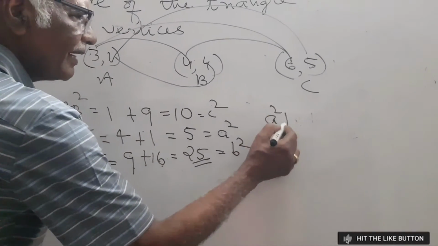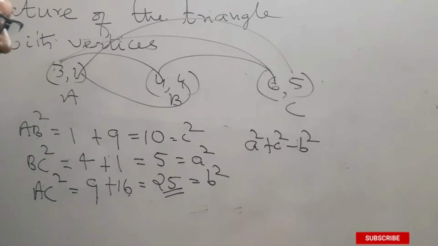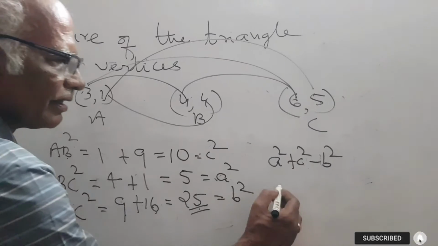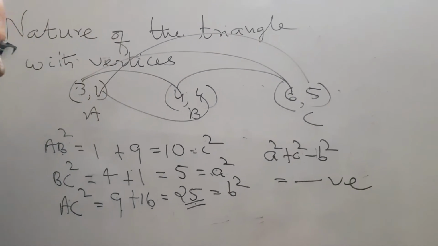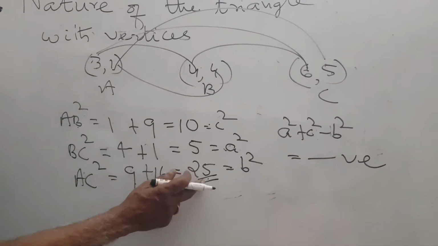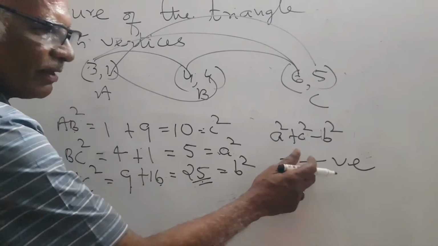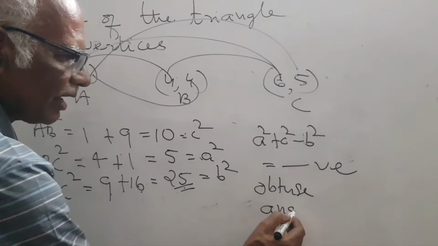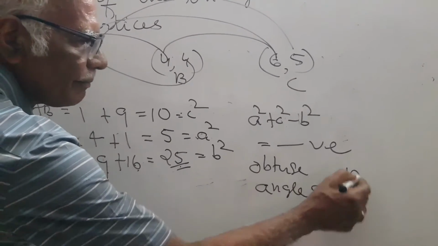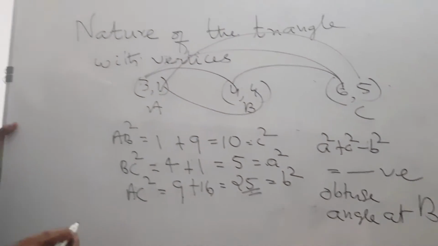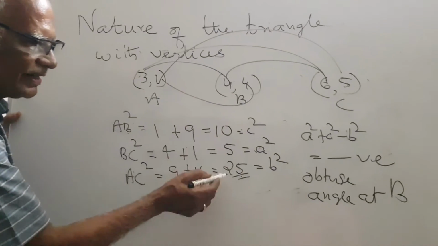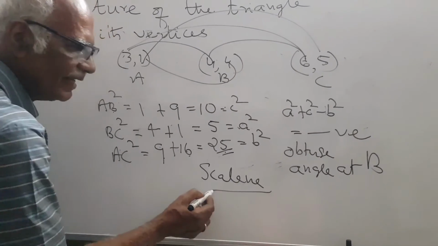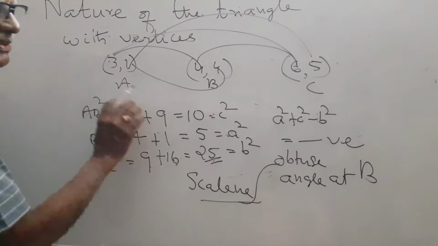We work out a square plus c square minus b square. We see it is negative: 10 plus 5 minus 25. Because it is negative, we have an obtuse angle. Obtuse angle at B. So the triangle is obtuse angled, and because the sides are different, it is a scalene triangle. So scalene, obtuse angled at B is the nature.